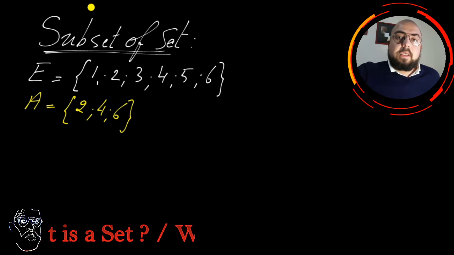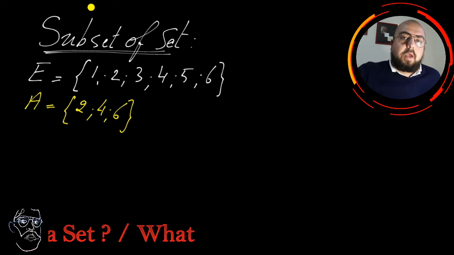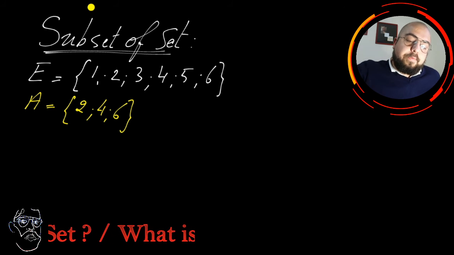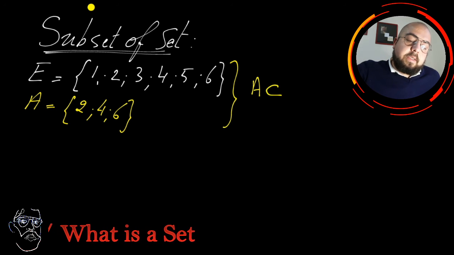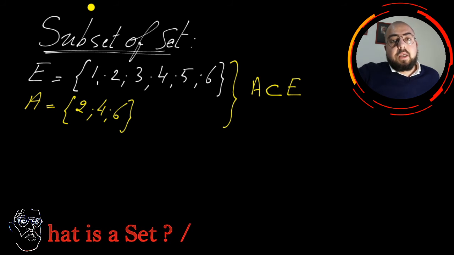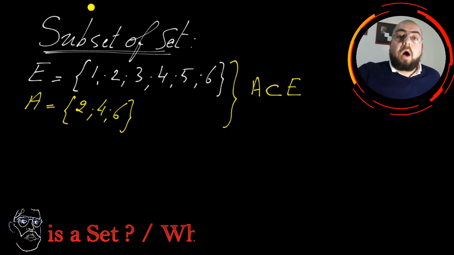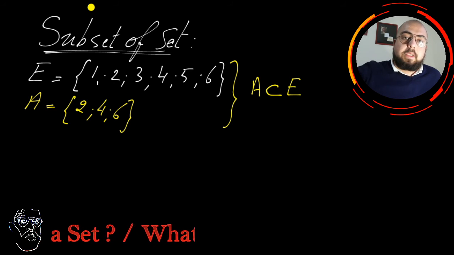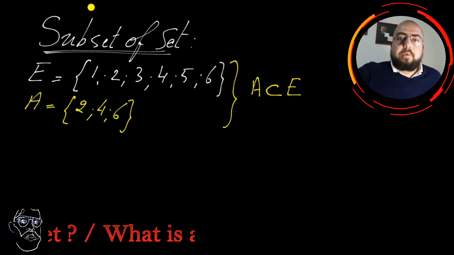Now, as you can see, A is a part of E. So from this, I can simply denote that A is contained in E. A is included in E. But I cannot say E is included in A. Whenever the elements of A are the elements found in E, you can say that A is a part of E or A is contained in E.